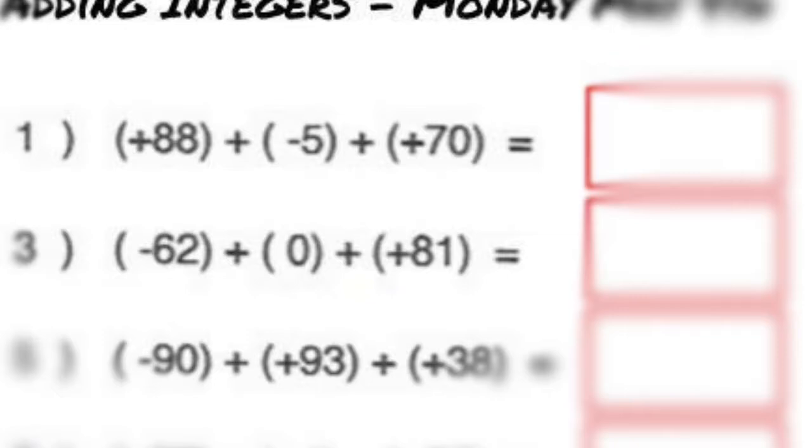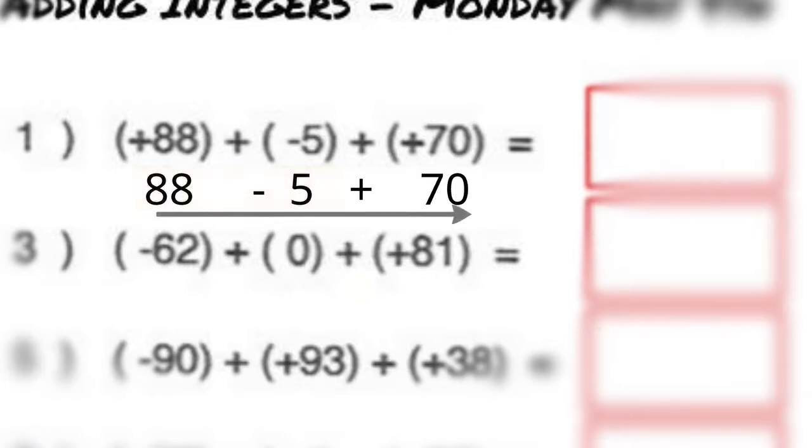But if you remember, adding a negative, like plus negative 5, means the same thing as subtracting a positive. So we can rewrite all of this as 88 minus 5 plus 70. Once you have that, you just go from left to right. 88 minus 5 is 83. And then 83 plus 70 is 153.